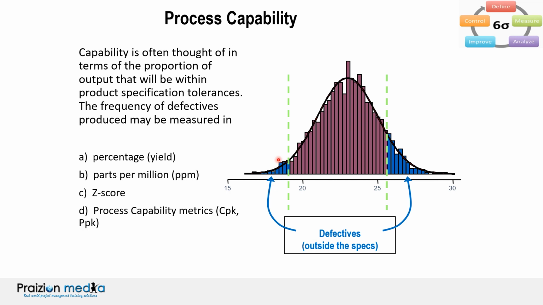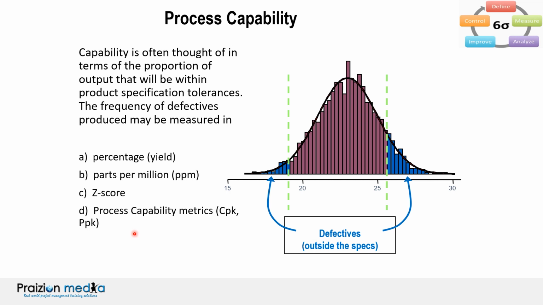Anything which falls out of these tails is a rejection, and if these tails are wide and big, you are at the verge of losing your business. Simple as that. Parts per million, we spoke about that. Z score is something which we have not talked about that explicitly, but the number of sigmas within the spec limits, that is basically the Z score.